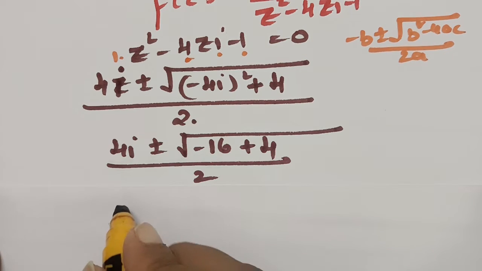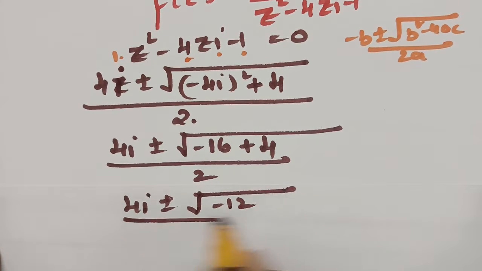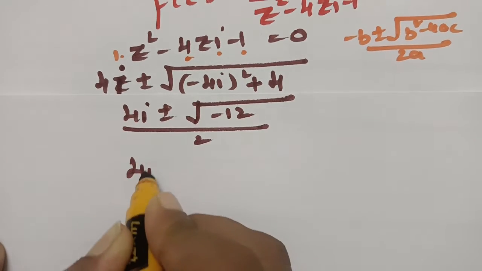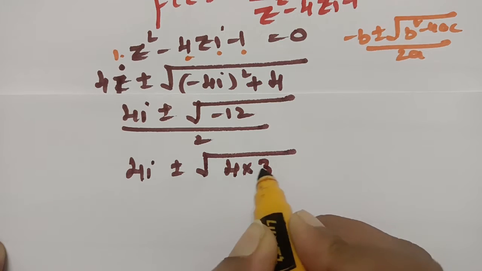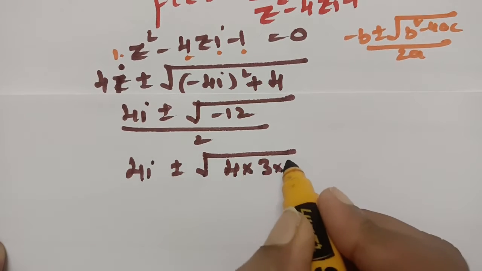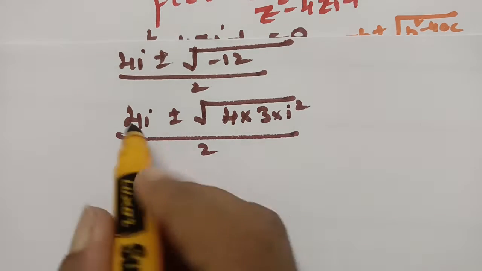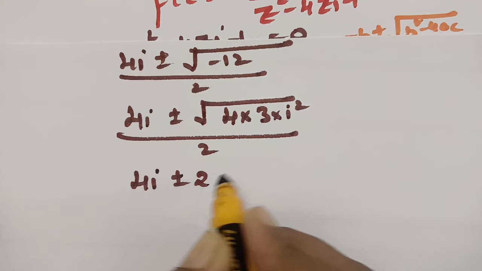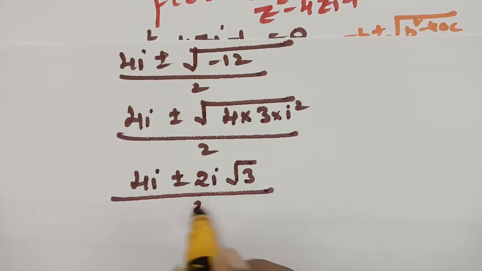And therefore this will be 4i plus or minus root over minus 12 by 2. So I am finding the poles here. So this is 4i plus or minus root of 4 into 3, for minus 1 this is i square, by 2. So 4, if I send it outside, this will be 4i plus or minus 2 into i, this is root 3, by 2.